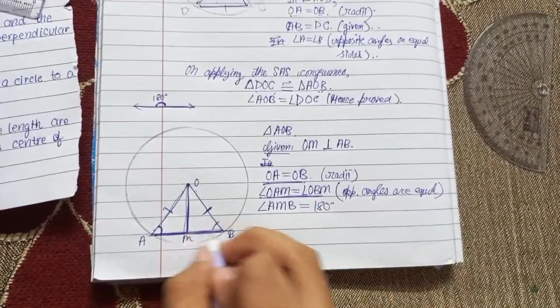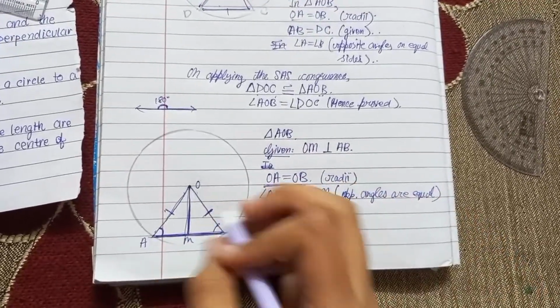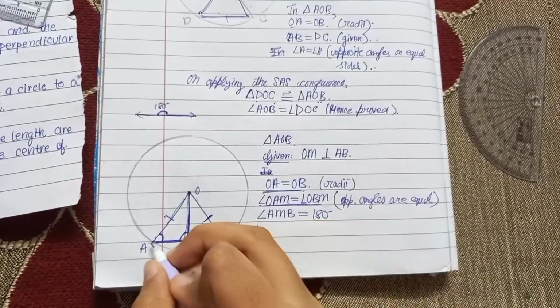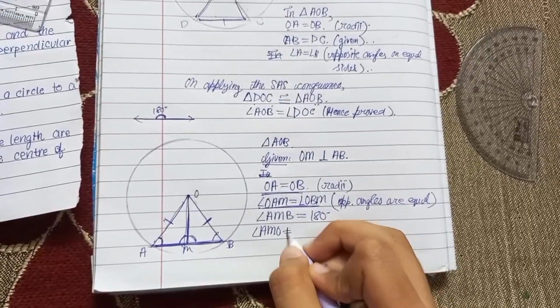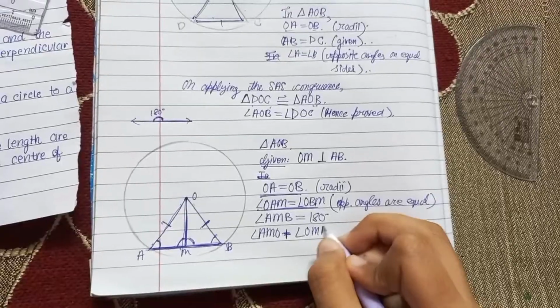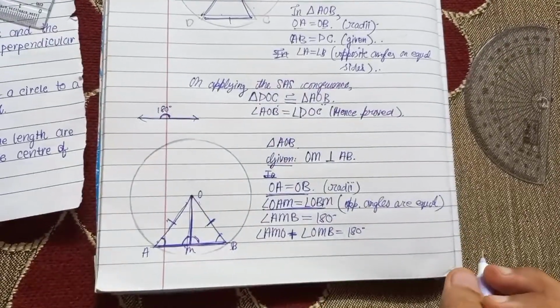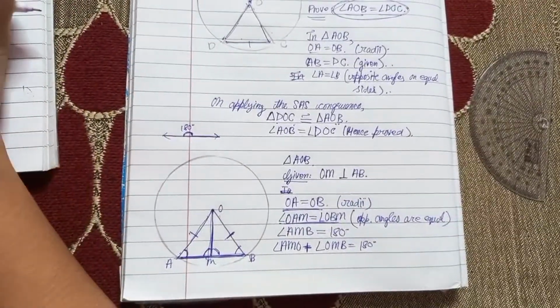On this straight line we can see two angles, this angle and this angle. So angle AMO plus angle OMB should be equal to 180 degrees.